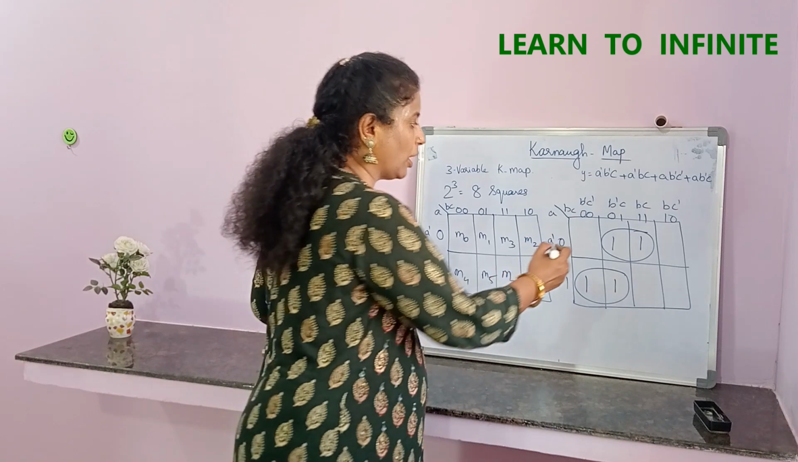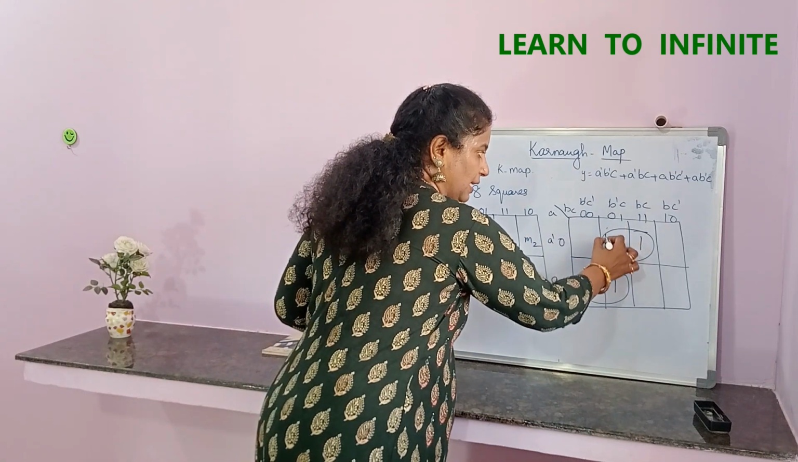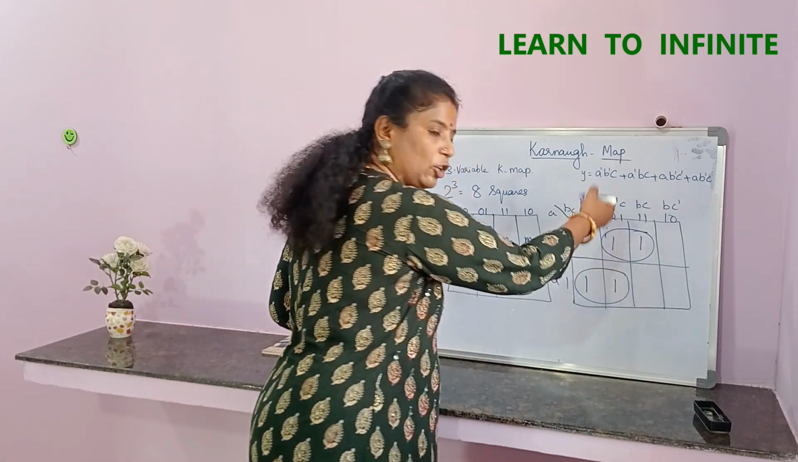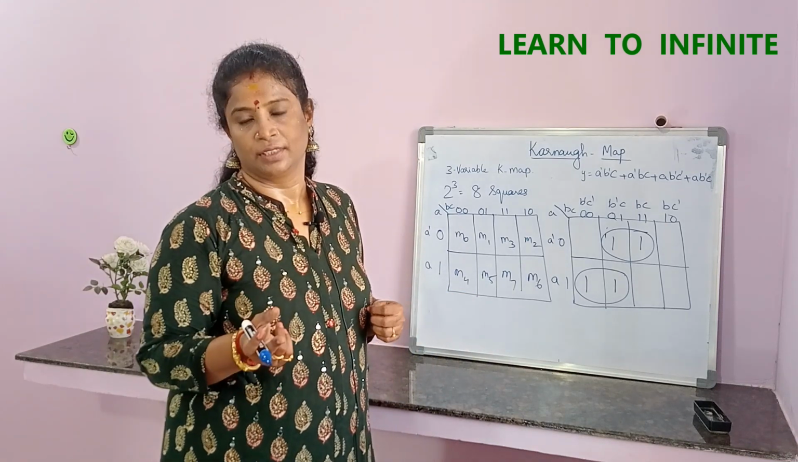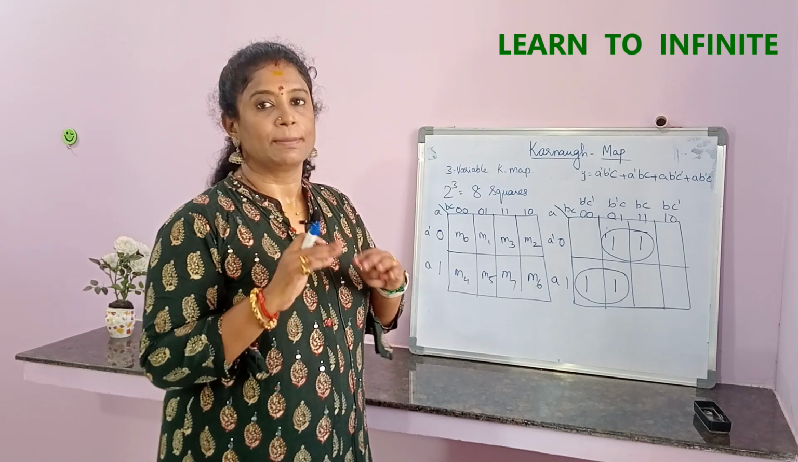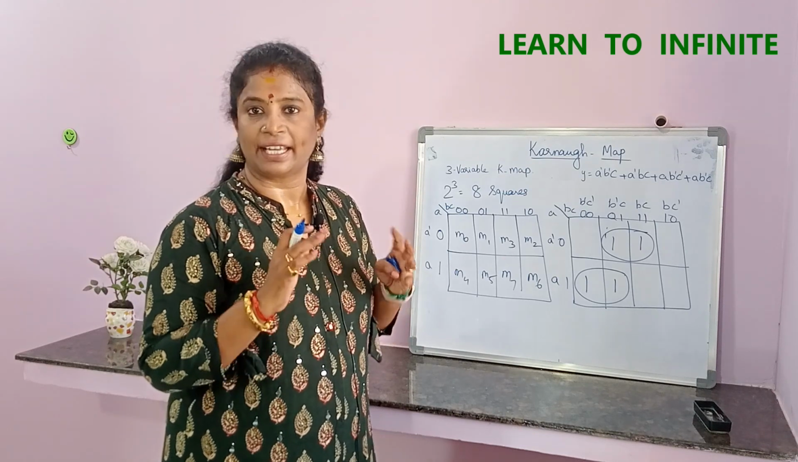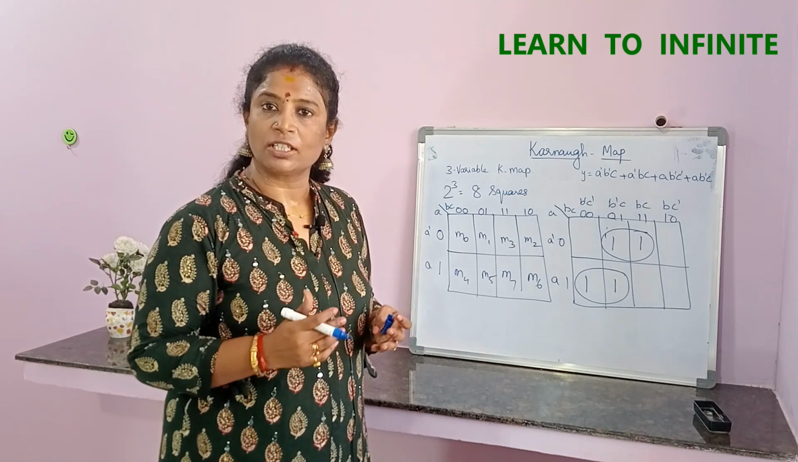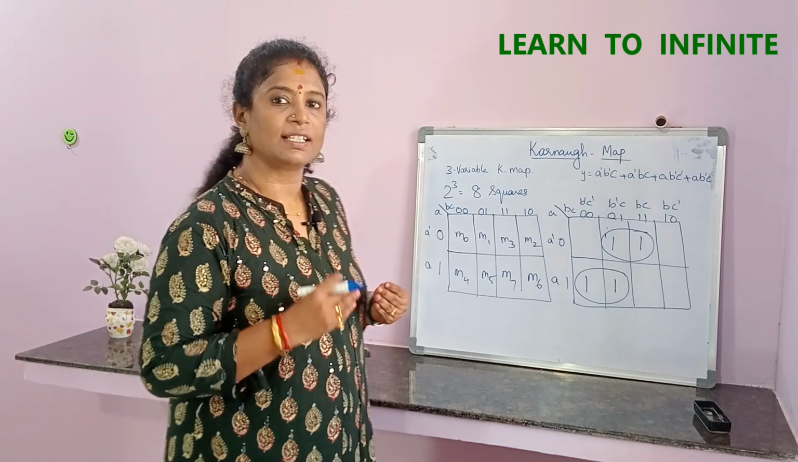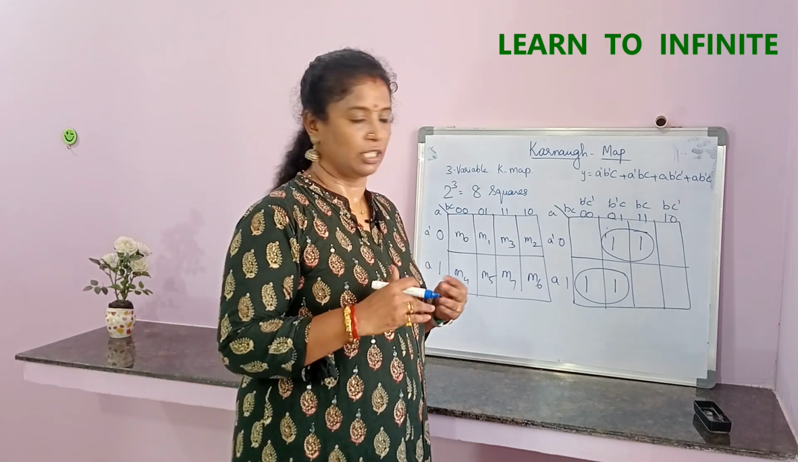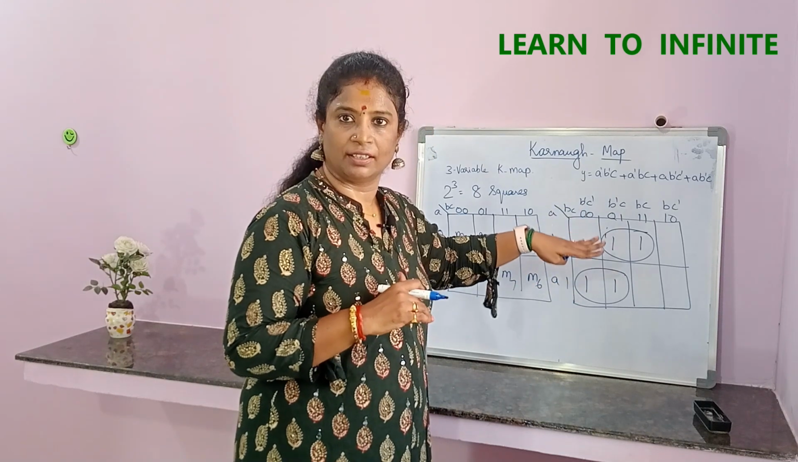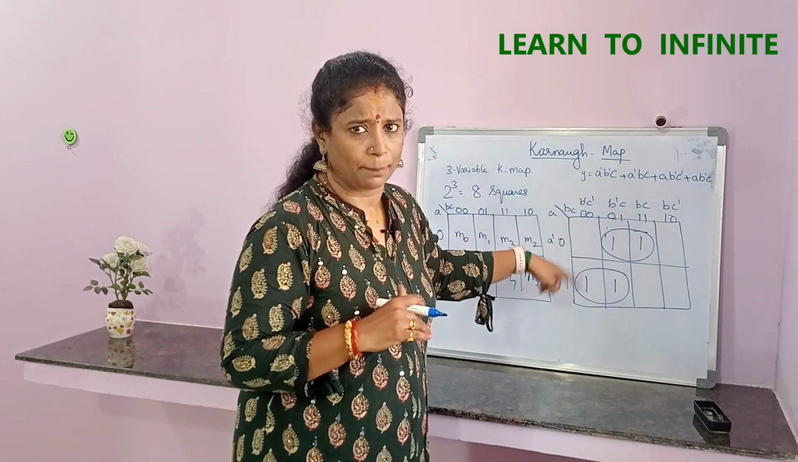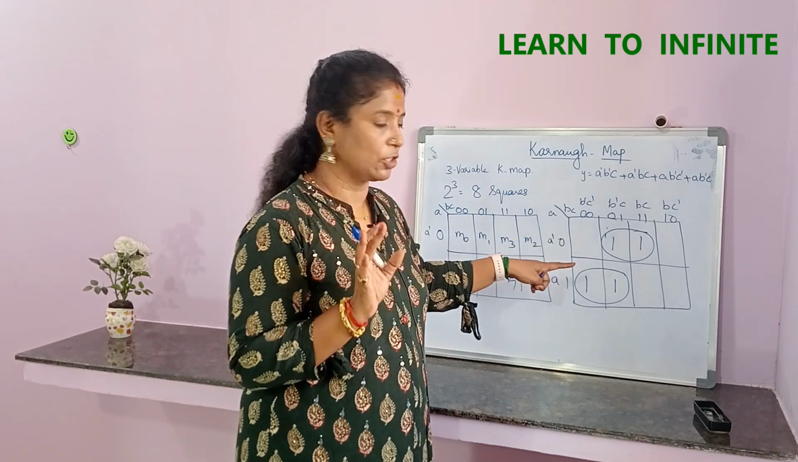Even I can form one more pair like this, right? Even I can form one more pair like this because it is vertical. But what is the use? You will be having one more term. What is our purpose? To simplify our algebraic expression. So what is the meaning of simplification? The number of variables and the number of terms must be reduced. So while formulating the two pairs, all the ones are being covered, right? So why follow up with one more pair? I hope you have understood this concept.